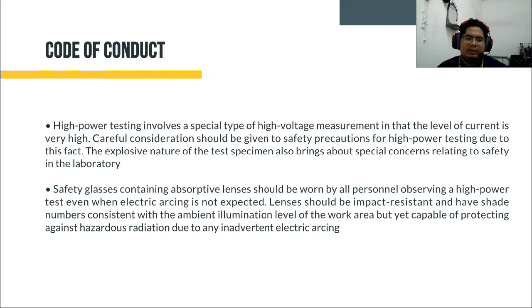High power testing involves a special type of high voltage measurement, and the level of current is very high. Safety glasses should be worn by all personnel observing high power tests even when electric arcs are not expected. Okay, that's it from me.